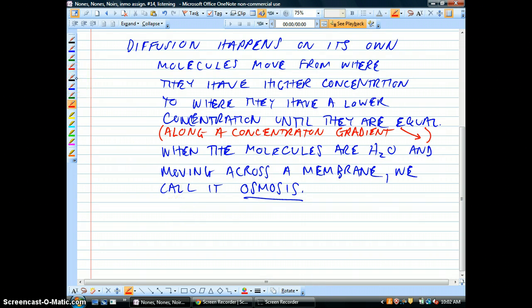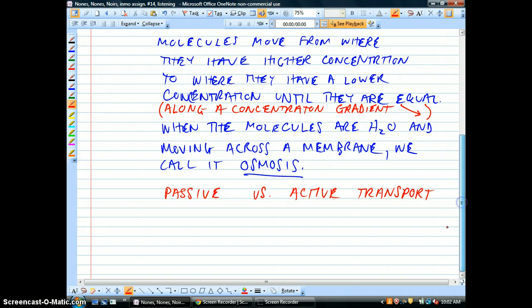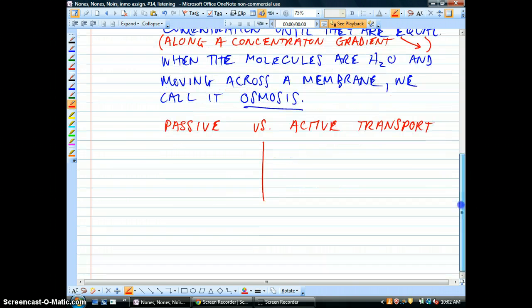Now, let's talk about these two terms. Passive versus active transport. Okay? Passive versus active transport. Now, in passive transport, we're talking about diffusion, or we're talking about facilitated diffusion.